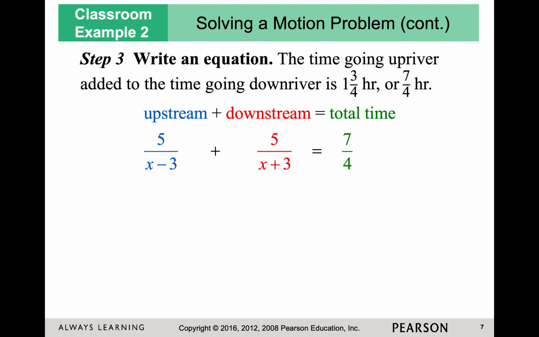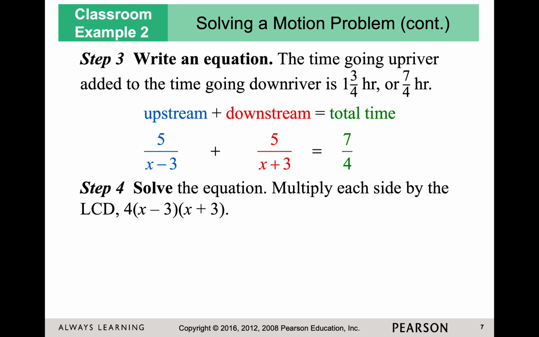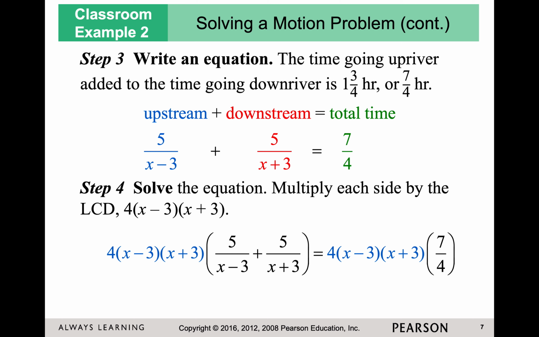So I'm going to do my upstream plus my downstream equals the total time that Cody is rowing. I converted 1 3/4 over to 7/4. Now I'm going to worry about getting rid of these denominators so I can solve. So I'm going to use the same method I saw in the previous example where I multiply by all the denominators. Things are going to cancel as I do that process, and then I'm going to need to go ahead and distribute. This is a great time to pause and distribute those values into the parentheses and then check your work.